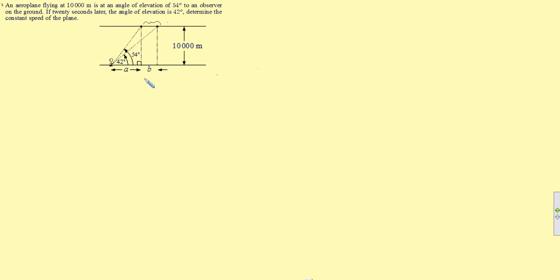Okay? And to an observer on the ground. So the observer on the ground is seeing the plane initially here at 54 degrees. So this is the initial amount. This is the initial spot where it's found. Now, if we know that 20 seconds go by, the angle of elevation now changes.